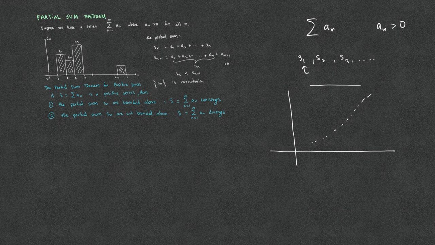But if it is bounded above, then this sequence converges to a finite number, and that is the definition of a convergent series. That is, the sequence of the partial sums converges and its limit is a finite number. Remember that an infinite series converges only if the sequence of the partial sums converges.